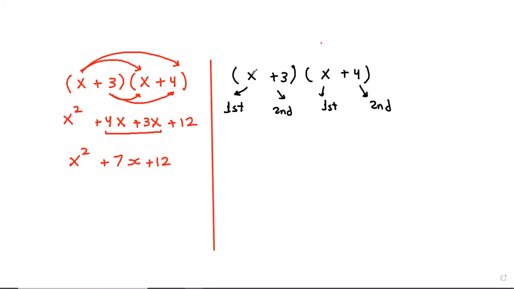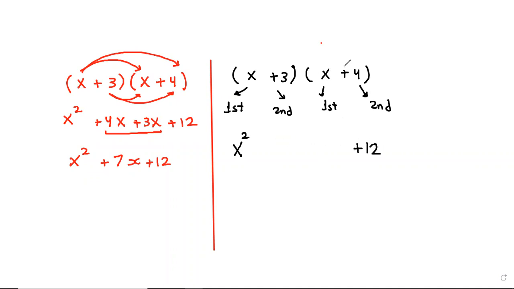We can multiply the first by the first. So x multiplied by x is going to be x^2. So multiply the first by the first, and then multiply the second by the second, and write the product at the end here. So positive times positive is positive, and 3 times 4 is 12.